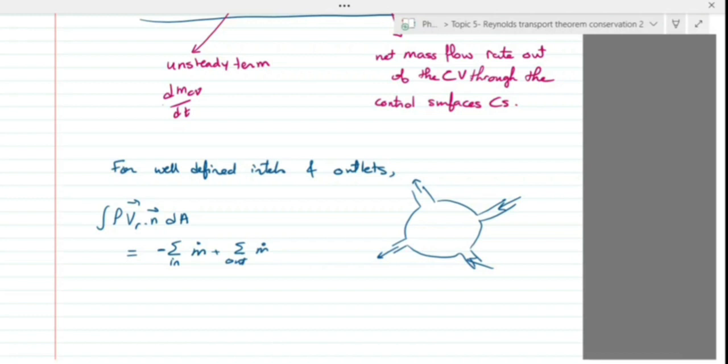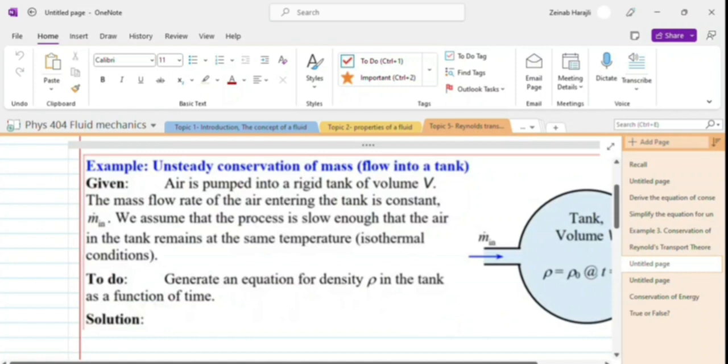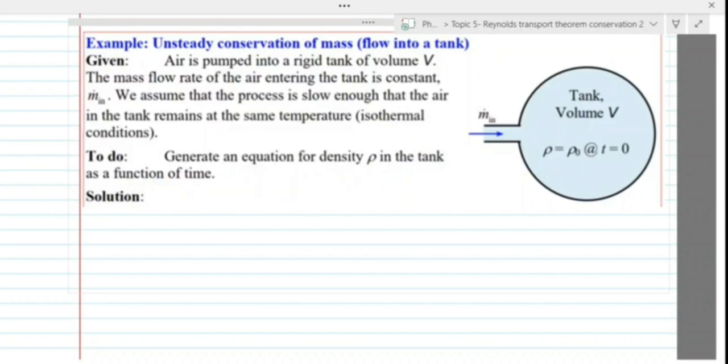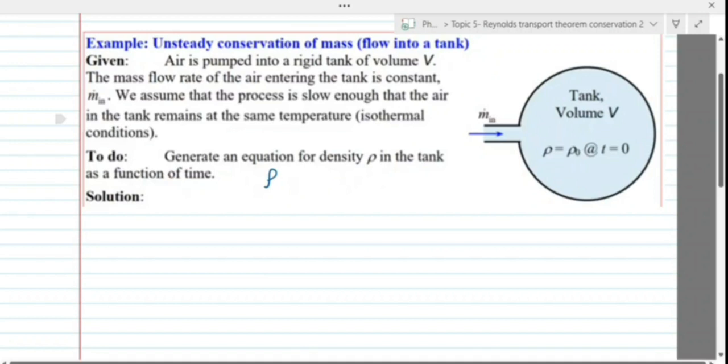Let's check an example. I have a problem here which we can solve on the formula of the conservation of mass for a control volume. So here basically I have a rigid tank of volume V, and the mass flow rate of the air entering the tank is constant and given. Air is being pumped into this tank, and we assume that we have a constant temperature, and we want to generate an equation for the density rho in the tank as a function of time. We're trying to find an expression for rho.